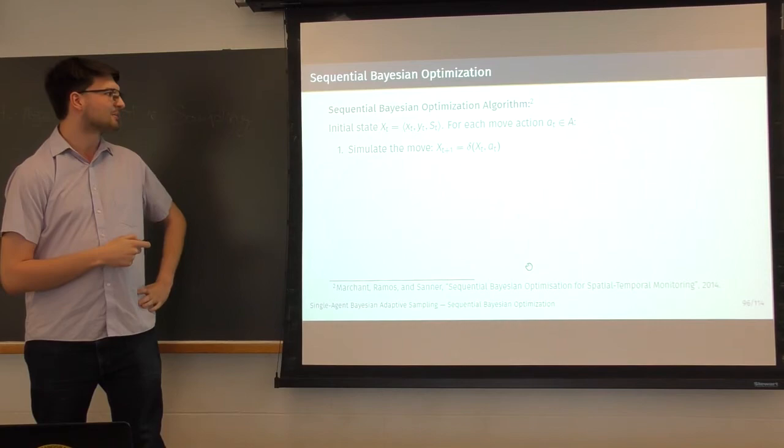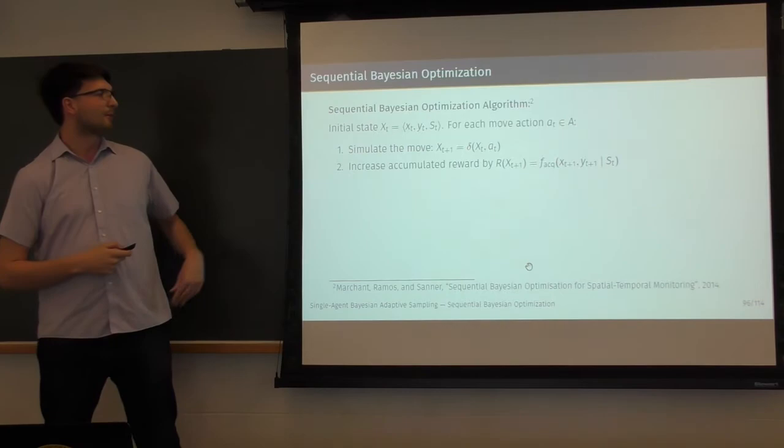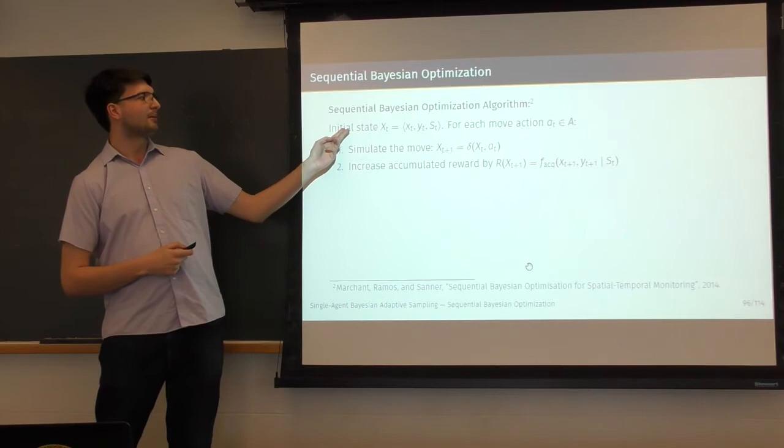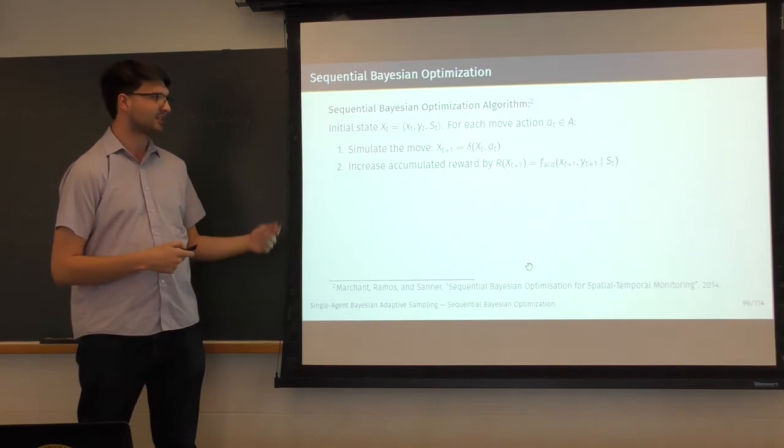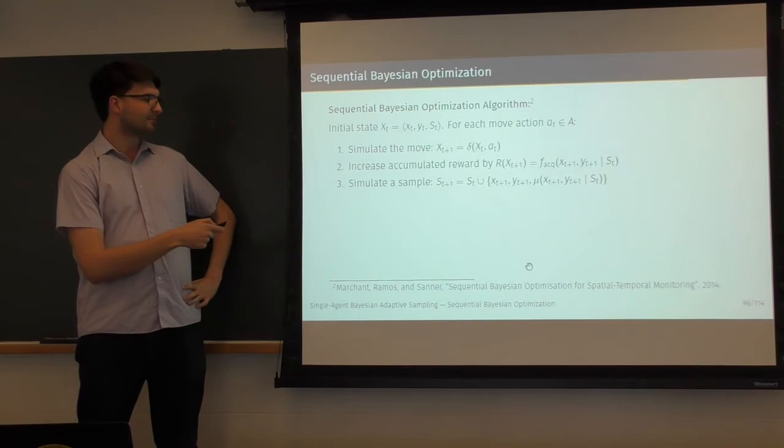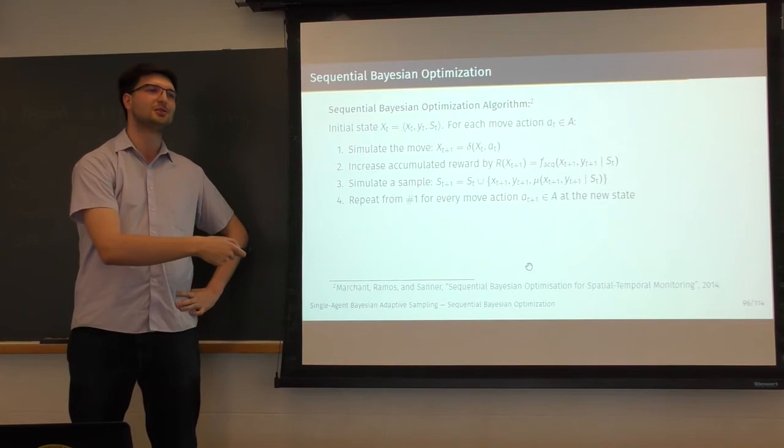I'm going to go through this quickly, because it's essentially the same algorithm that Rajat presented, although it's now based more on this tree, which incorporates our action model. So from an initial state, we consider all of our possible moves, we simulate that move, and we increase our reward based on the reward function, so the acquisition function, for getting to that new state. We simulate a sample at that location, and then we repeat this for all the actions available at our new state, to some depth limit of how far into the future we're looking.